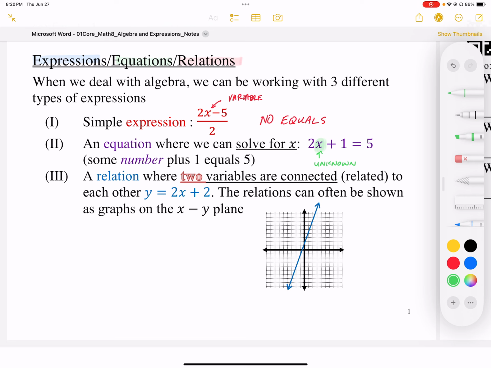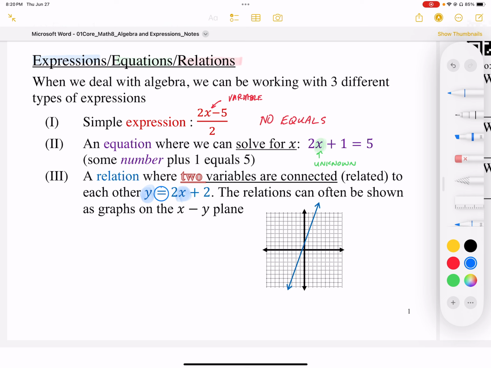A relation then is when we have two variables, in this case, x and y. So you're usually going to see the two variables being an x and a y, and also an equals that goes with those two. And when we have that, it's called a relationship because as we change x, y will change with it, and they're related to each other. They're connected somehow, they're related. So when two variables are connected with an equals, then we have a relationship.